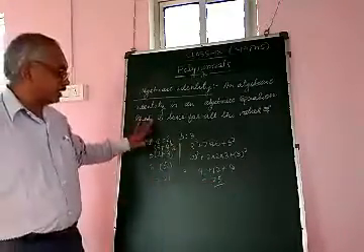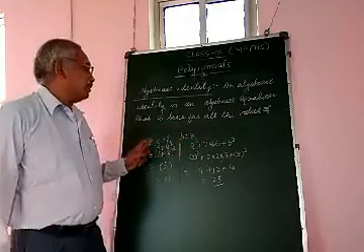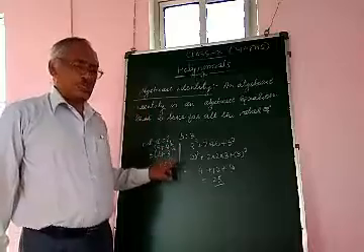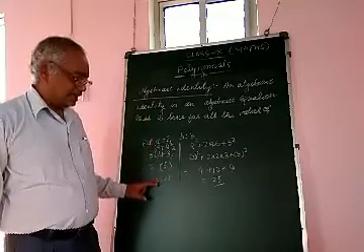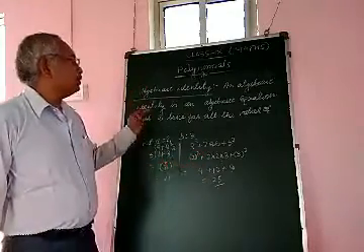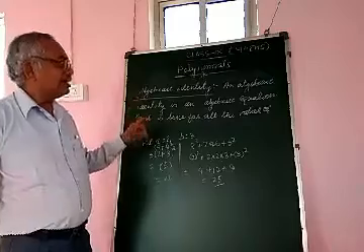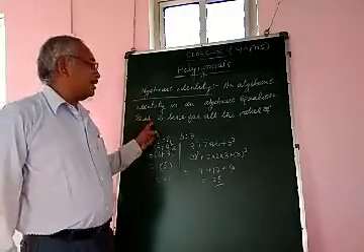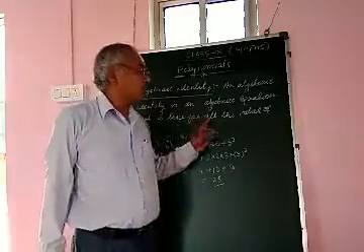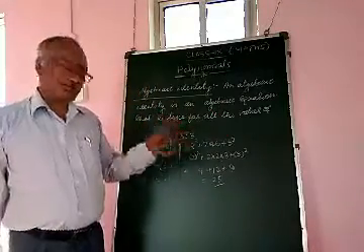Similarly, we can put any values of a and b, and in each case the value of LHS is equal to the value of RHS. So an identity is an algebraic equation that is true for all the values of the variables occurring in it.